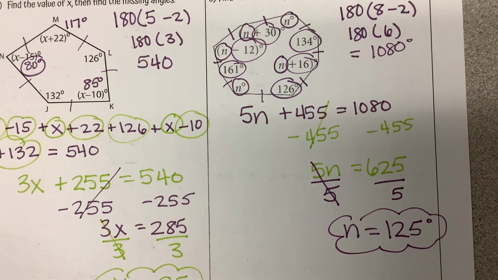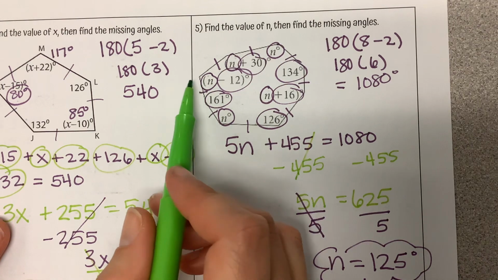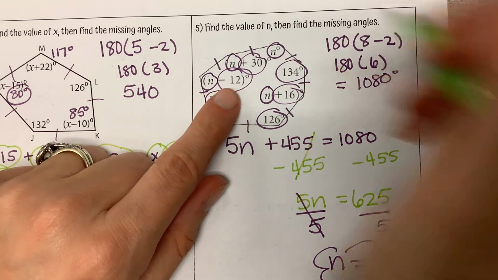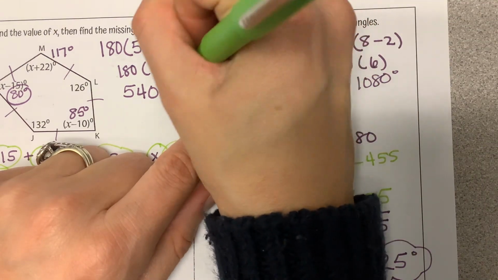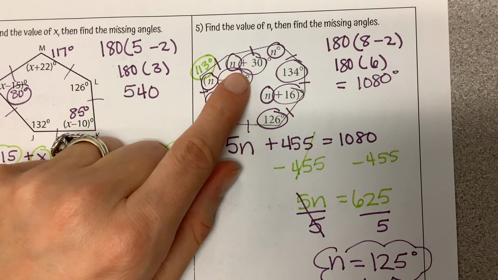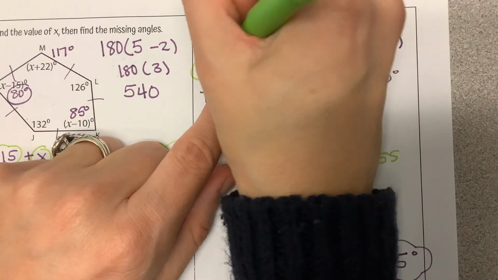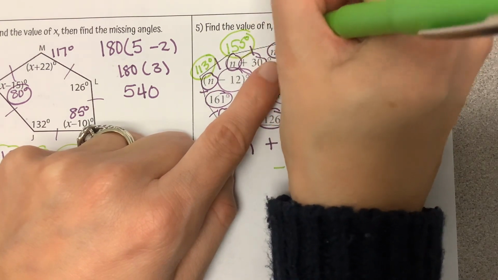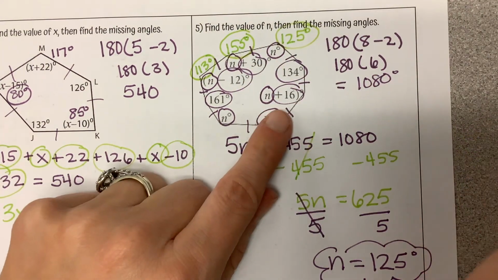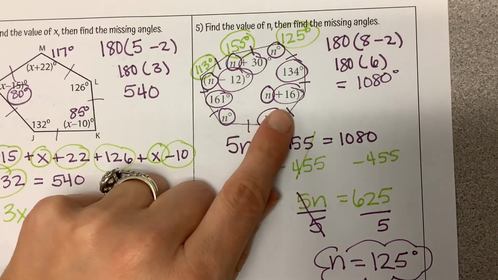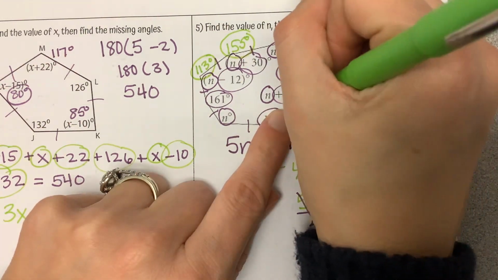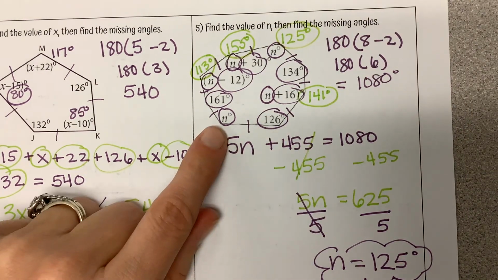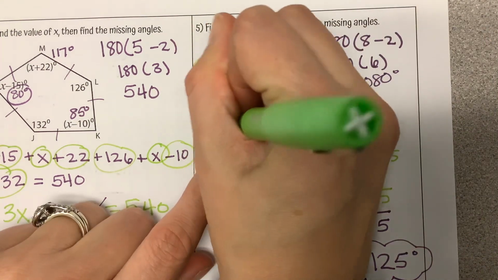Now we're going to go back and plug it in. And I kind of made a mess over here, so I'm just going to write it kind of on the side. So 125 minus 12 is going to be 113 degrees right there. Here is going to be 125 plus 30, which is 155 degrees. Here is just n, so that's 125 degrees. N plus 16, so 125 plus 16 is 141 degrees. We already have that number. And then here, n is just n, 125 degrees.